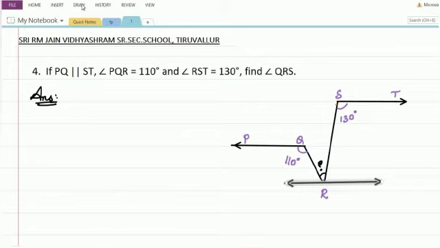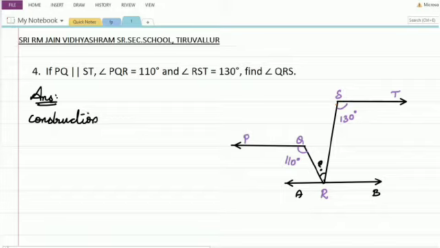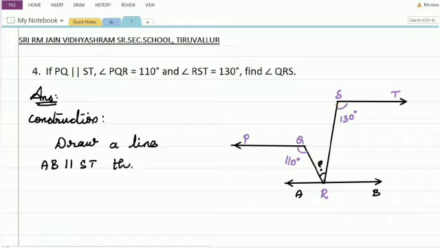Let me have this as A, B. Through R, I have drawn a line AB which is parallel to ST. This is the construction which I am going to give. So construction: draw a line AB which is parallel to SP through R. Now let us prove this one.